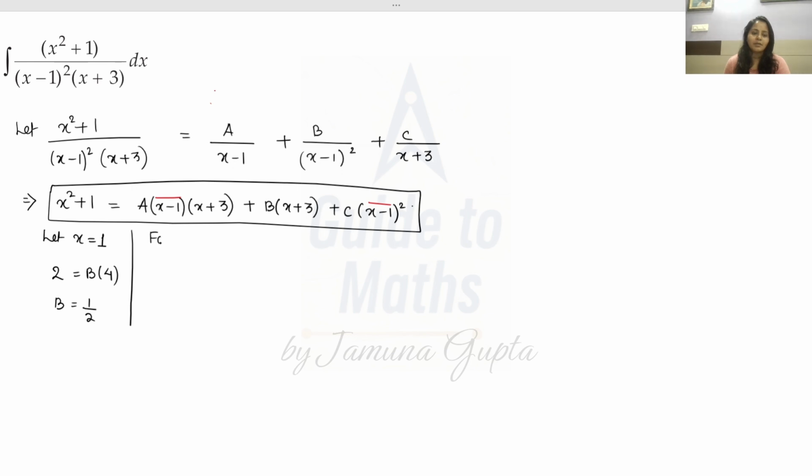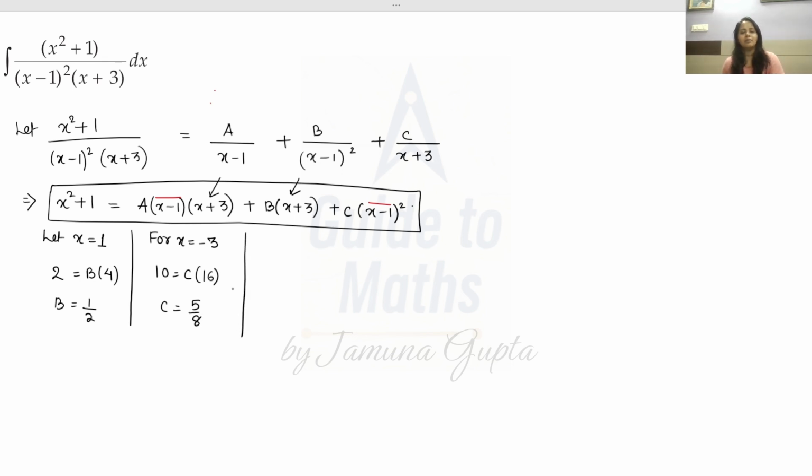Another value of x, we are going to substitute it as minus 3. In the left hand side you will get minus 3 square, that is 9, plus 1, that is 10. Again in the same way, the a and b terms will vanish when you substitute x as minus 3. So only the last term will be left, minus 3 minus 1, that is minus 4 square, that will give you 16. So the value of c will be 5 by 8.